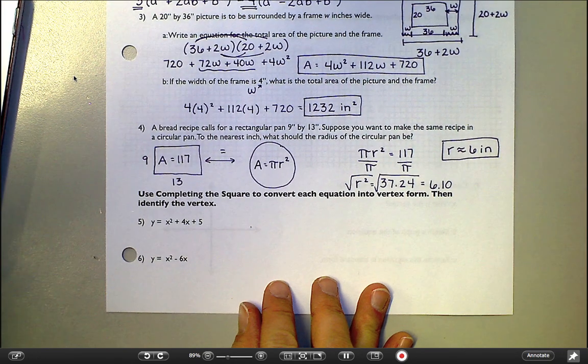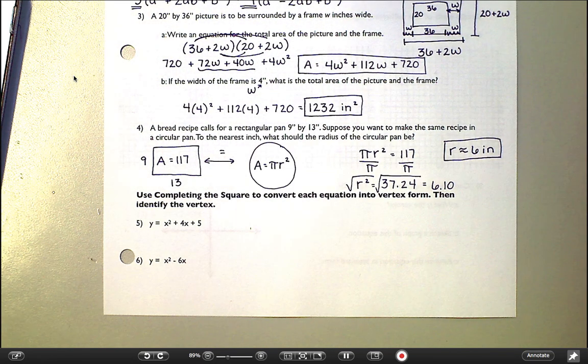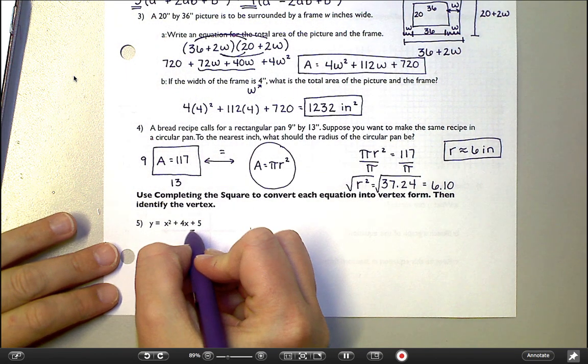Okay, completing the square. Let's see if we remember some completing the square here. First thing we always do with completing the square is move this number on the end out of the way.